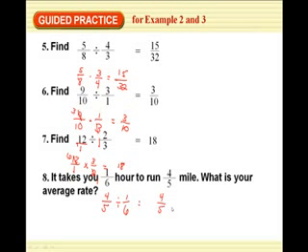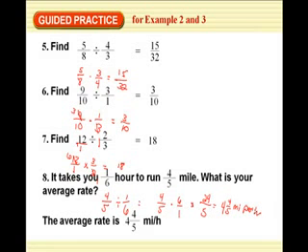First fraction stays the same. Change it to multiplication, flip it over, nothing cancels, 24 over 5, 4 and 4/5 miles per hour, I think. Yep.